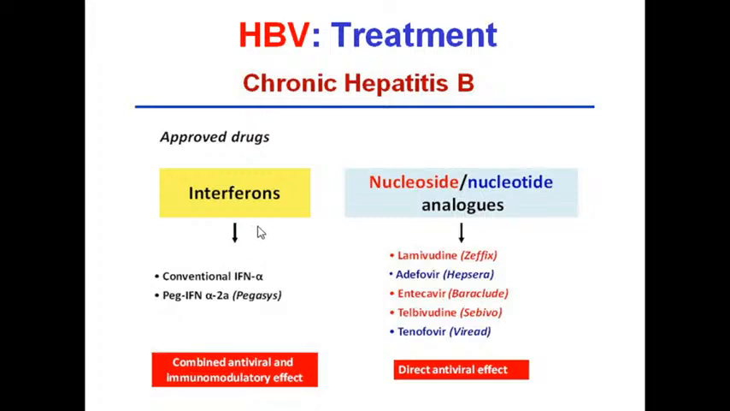So, what is used for treatment? Interferons are used, but by the way, my dears, they don't give a very good effect. Then nucleoside analogs are also recommended. You remember, these are analogs that inhibit the reverse transcriptase activity of the hepatitis B polymerase, so a direct antiviral effect. Usually it is combined with interferon, or not combined with interferon.